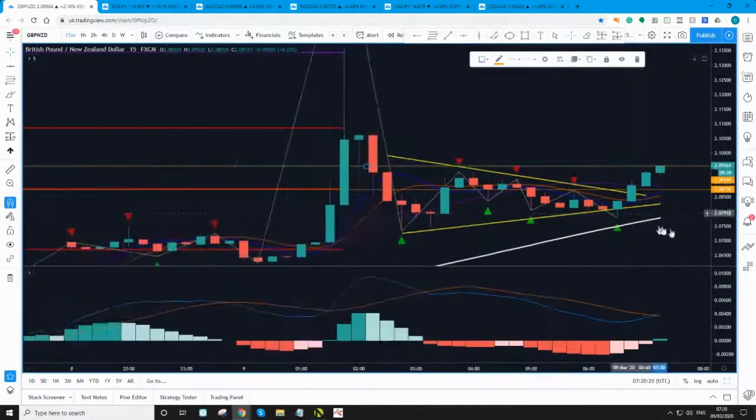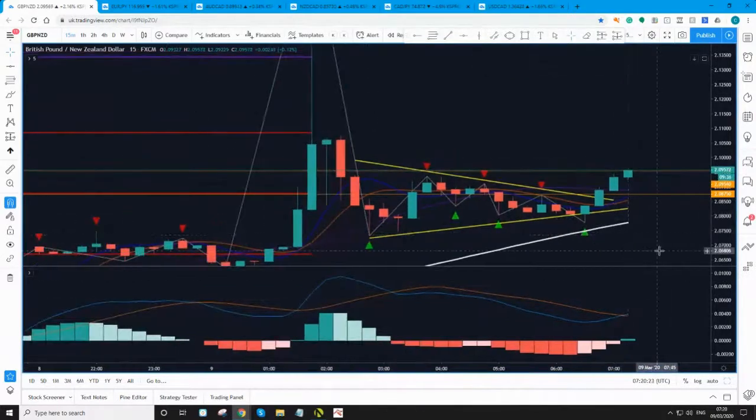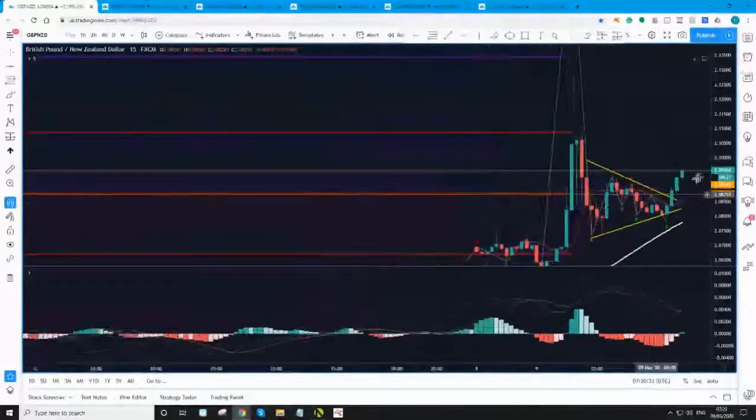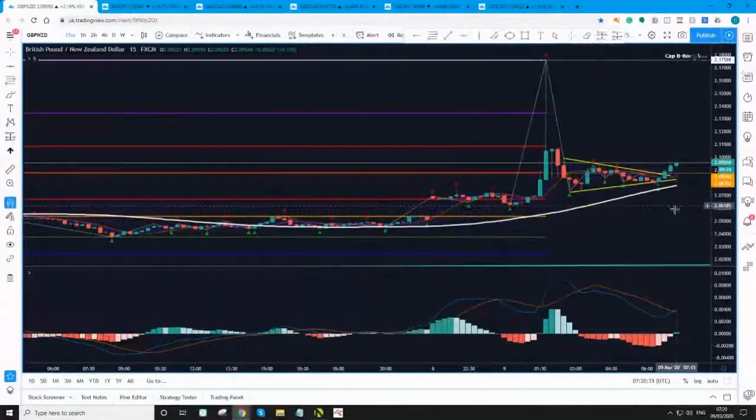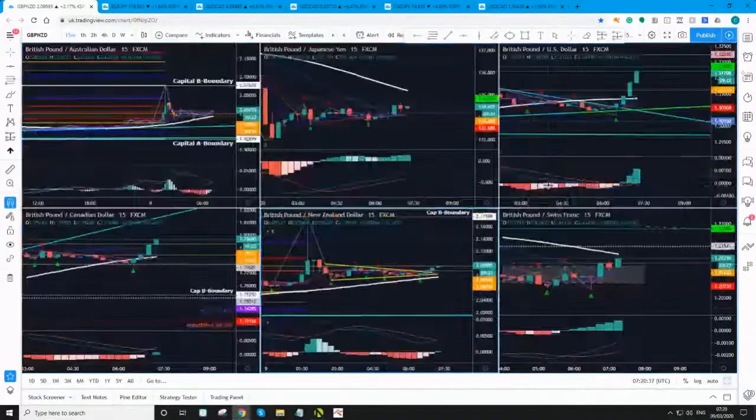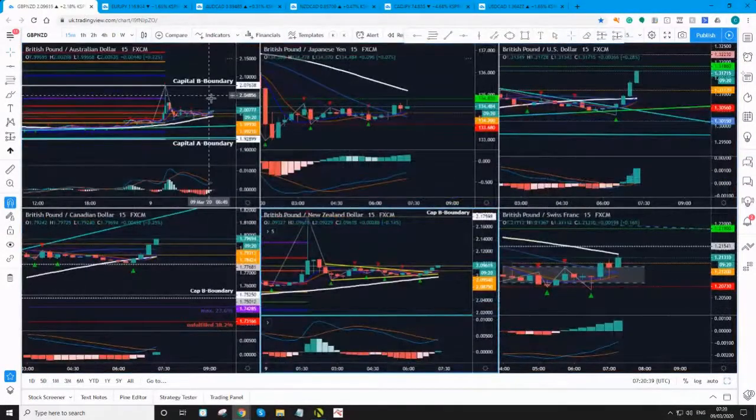And yeah, too much risk there too. 79 pips in risk. So unfortunately, yeah, too much risk. Unfortunately, I'm not going to do anything there with pound New Zealand. Let's take a look at pound Aussie and see if that maybe has anything for me.